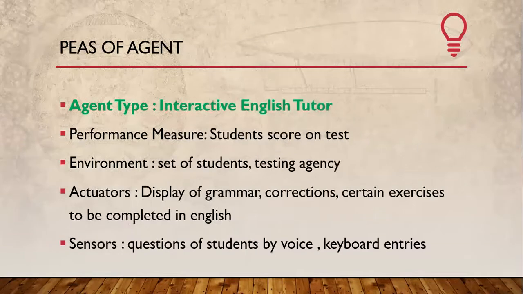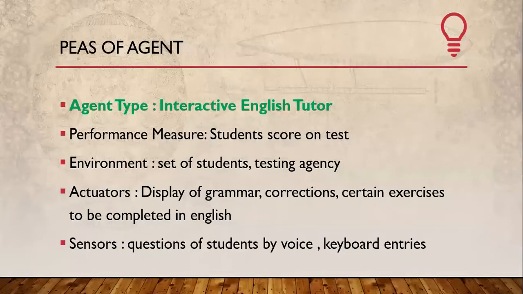Fine, let's go ahead. So the last example of PEAS that we're going to take is the interactive English tutor, in which the performance measure would be either the student's score on a test of English, or maybe how well the students have understood English. The environment would be the set of students, and maybe a certain agency which has installed this kind of interactive English tutor.